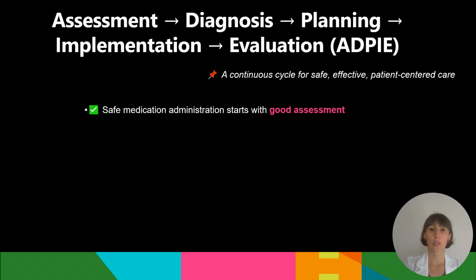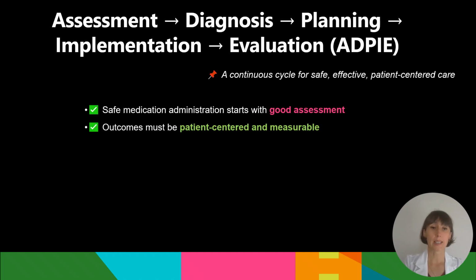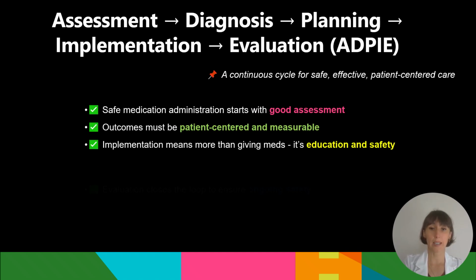And that's the nursing process in action with pharmacology: assessment, diagnosis, planning, implementation, and evaluation. We call it ADPIE. Remember, this isn't just a checklist, it's a cycle that continues going around and around that ensures every medication we give is safe, effective, and tailored to the patient's needs. From gathering baseline data to setting measurable outcomes, to evaluating the results. Each step protects our patients and strengthens our practice.